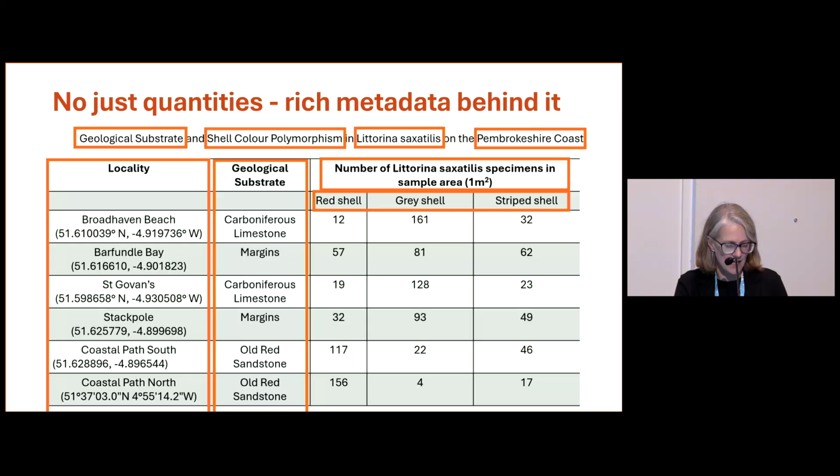We want rich metadata. We can be more specific. So which species are we looking at? Where exactly? What is our sample area? What are the colours? And it matters that we are looking at periwinkles on different types of rock. So this is much improved, but we can still do better.